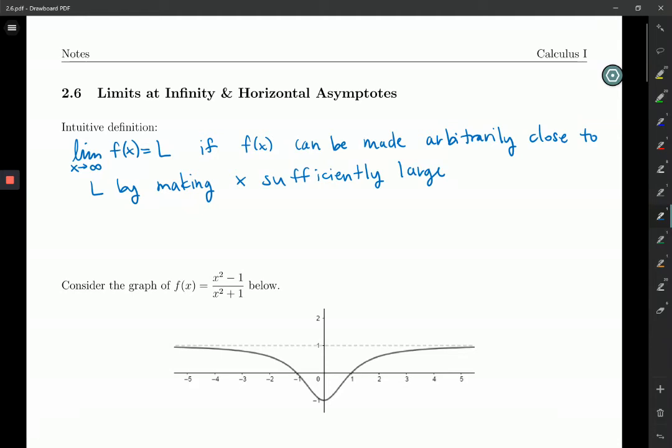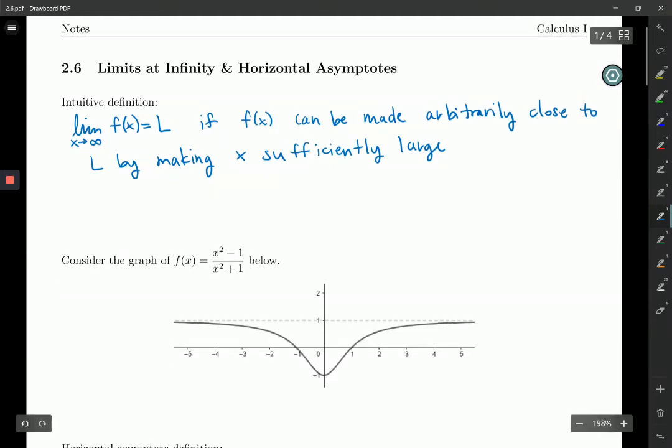So this arbitrarily close, I'm not sure if I used this exact wording before, but I think I did say that I used the phrase like as close as we like, right? And this is just meaning the same thing. So as close as we would like, we can get to L just by making x sufficiently large.